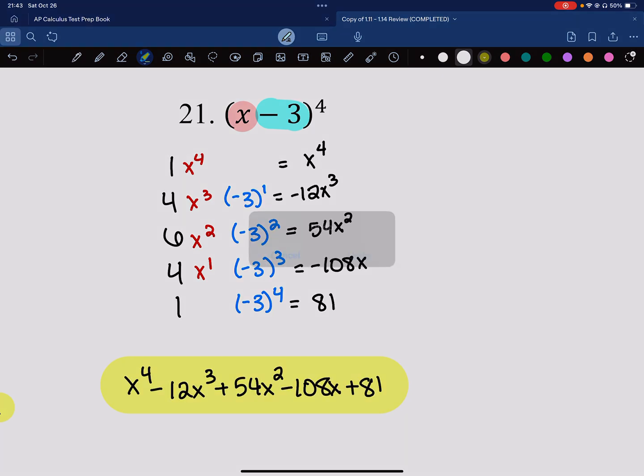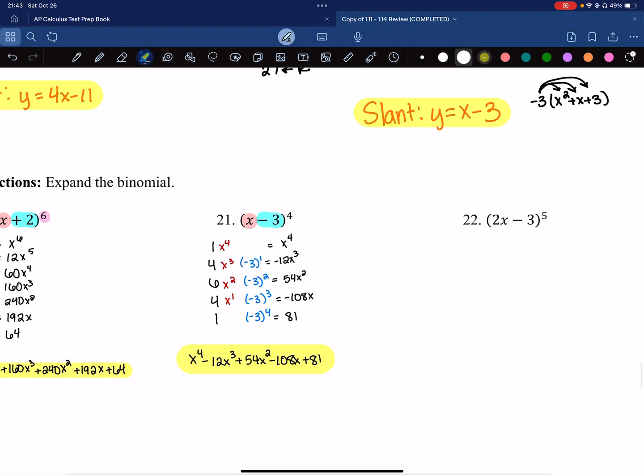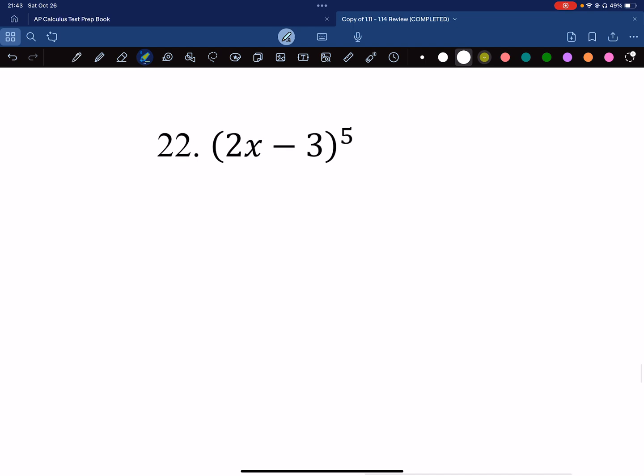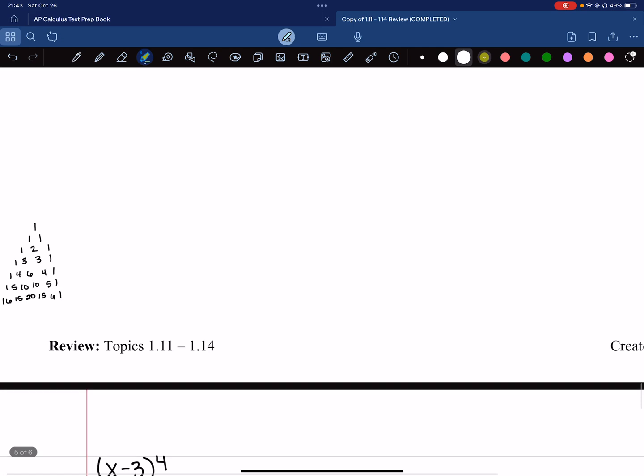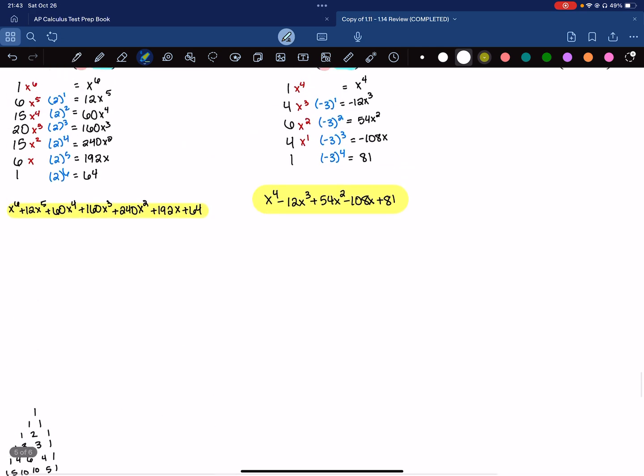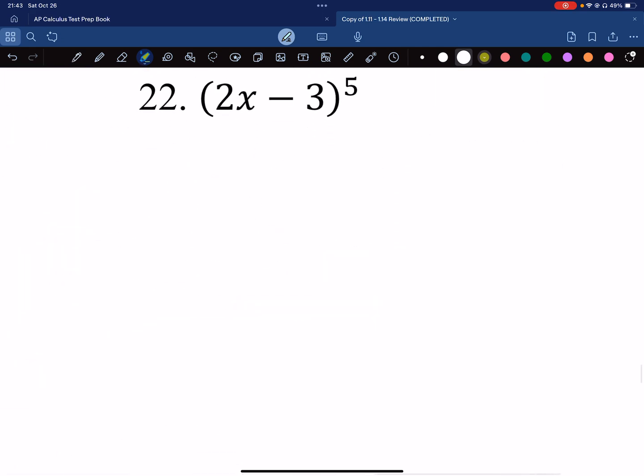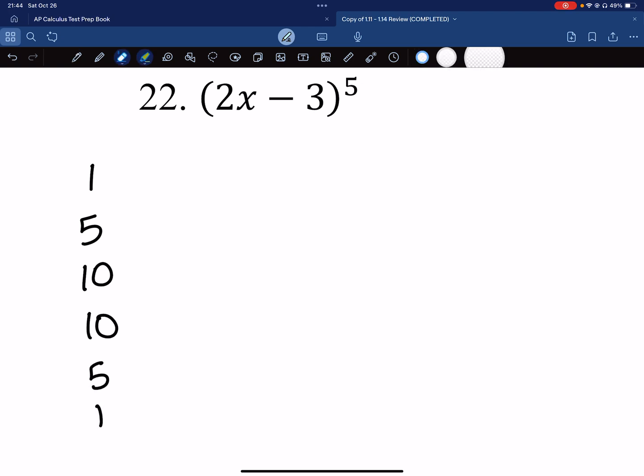Okay, looking at the very last one. Okay, again, we already have Pascal's triangle down here at the bottom. We're going to use the 1, 5, 10, 10, 5, 1 because my exponent is a 5. So I have 1, 5, 10, 10, 5, 1. I have my first term, which is a 2x this time.